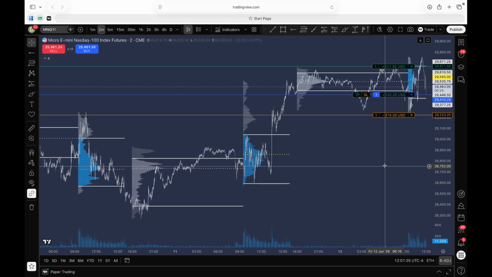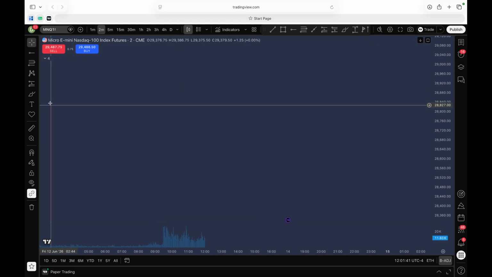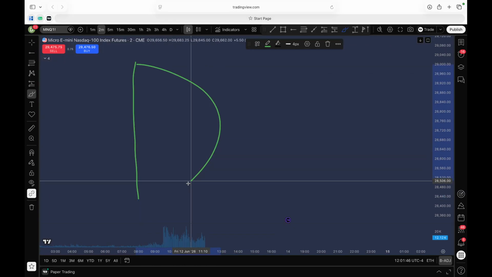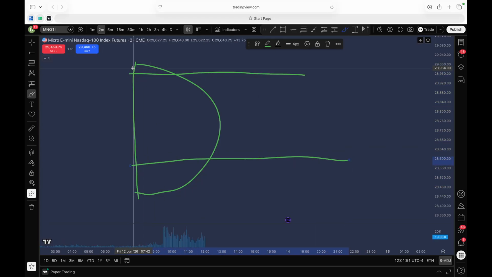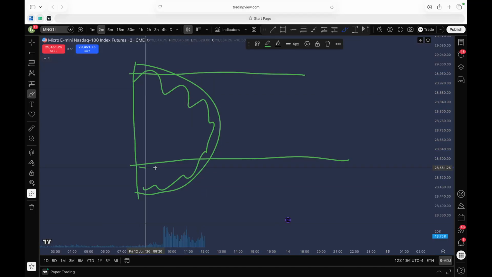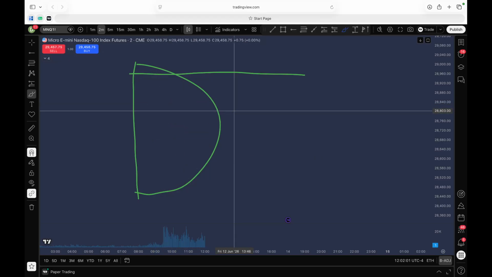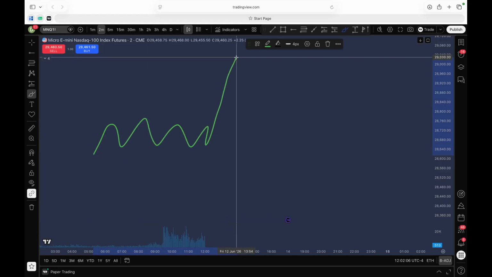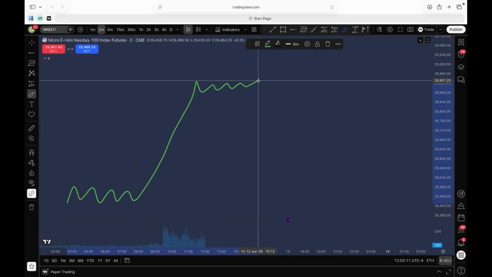There are other details you can look at if you want to get into the nitty gritty. So when you have a profile that looks like a D, so it's a D shape, this is a balanced market. The volume is nicely balanced across the day. That just means the market's in balance. Auction market theory says there's only two states of the market. It's either in balance or it's hunting for balance.